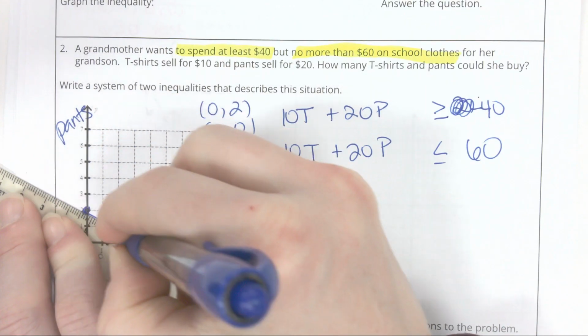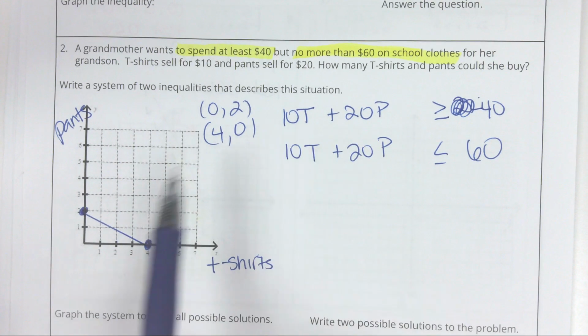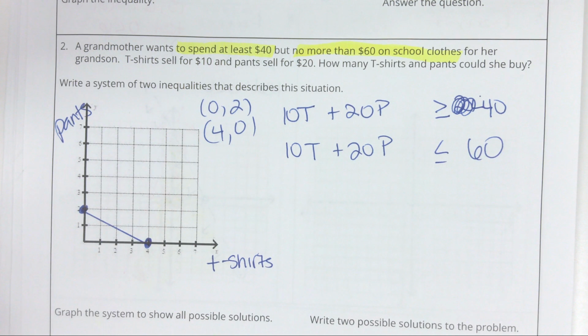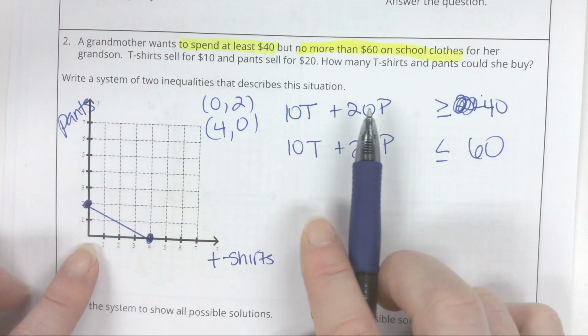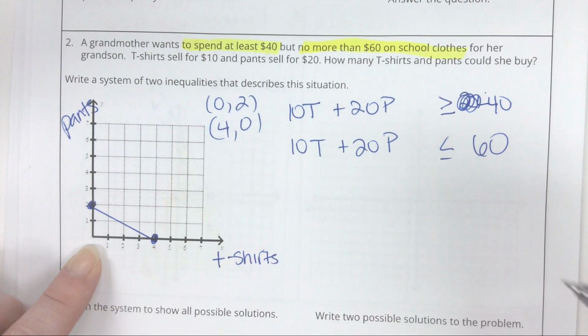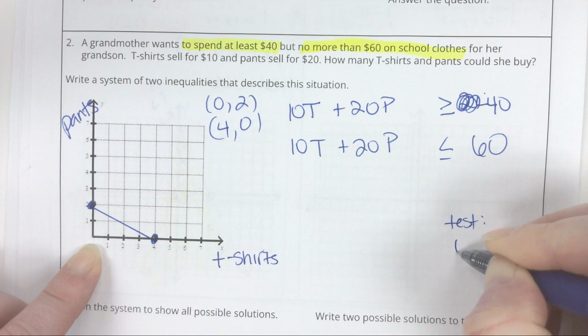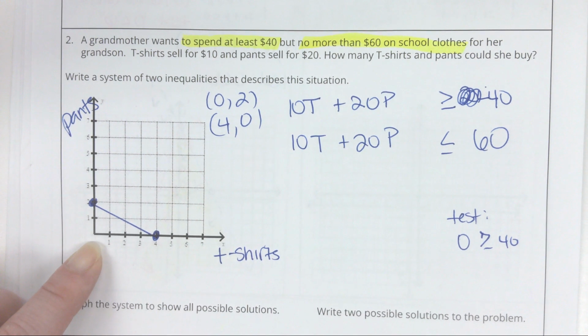Solid. Can you guys tell if this is going to be below or above the line, the shading? Let's check 0, 0. I'd get 0 plus 0, which is 0, is greater than or equal to 40. Is that true? Nope.